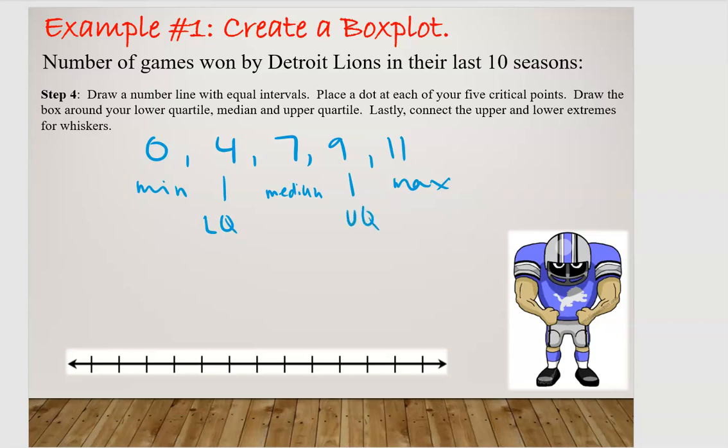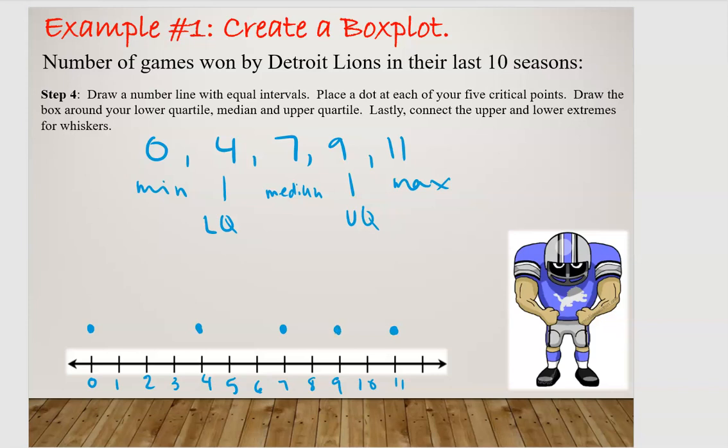So on my number line that I have right here, I'm going to label my values. 0, 1, 2, 3, 4, 5, 6, 7, 8, 9, 10, 11. And now we're going to draw our 5-point summary in order to make our box and whisker. So the absolute lowest point of my data is going to be at 0. So I'm going to put a dot there. My absolute highest point is going to be at my maximum, which is at 11. My median is at 7. My lower quartile is at 4. And my upper quartile is at 9.